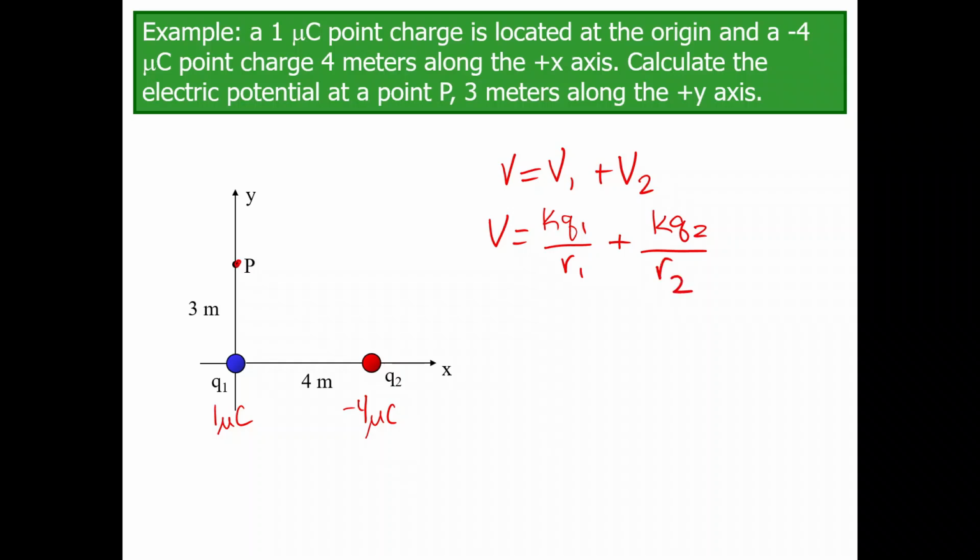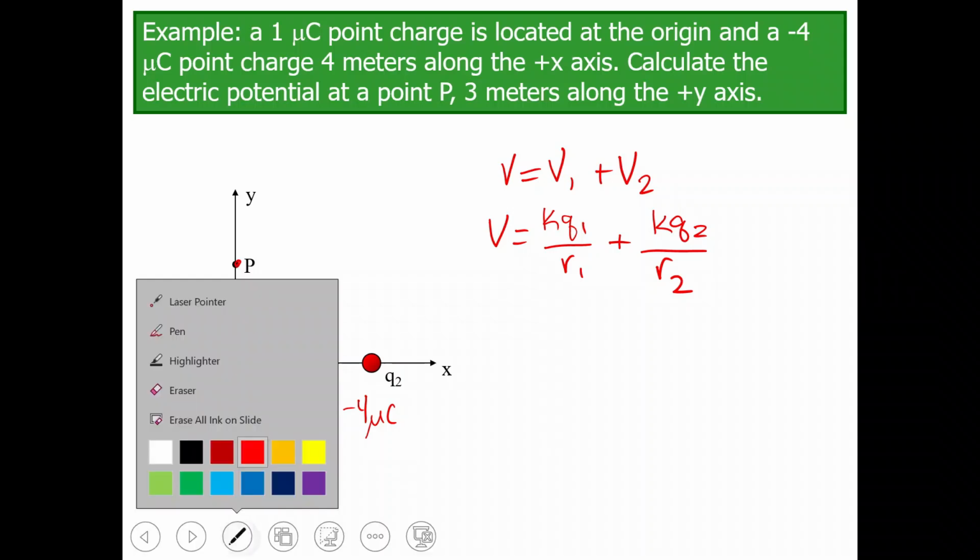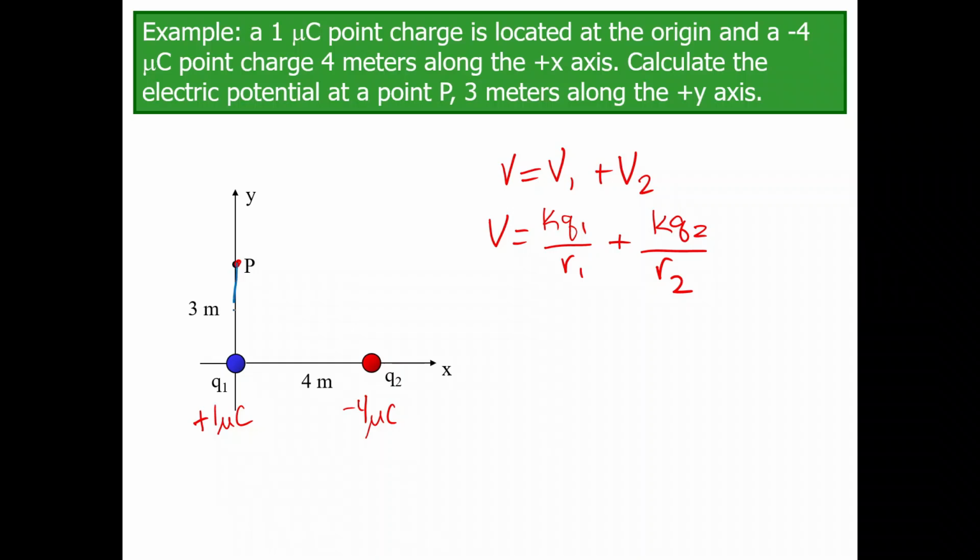Now, while these aren't vectors, we do have to remember that sign does matter. We can have positive and negative potentials, so we need to make sure that we're paying attention to the signs as we substitute in. R1 is just going to be this 3 meter distance. And R2 is the distance here, which is the hypotenuse of this triangle. This is a 3, 4, 5 triangle, so R2 is just going to be 5 meters.